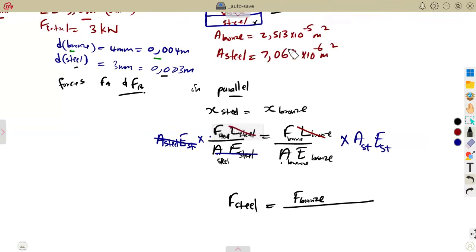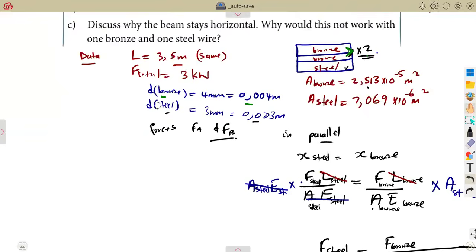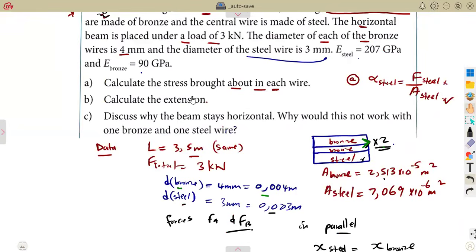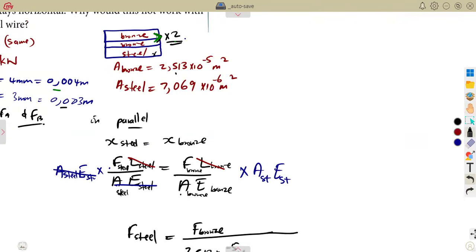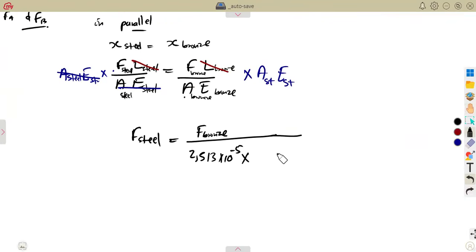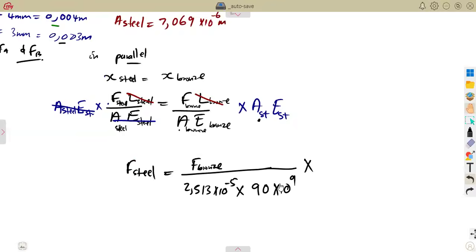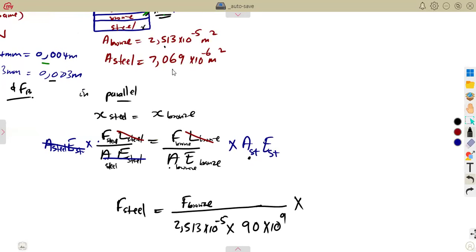Area for bronze, remember, we calculated this: 2.513 times 10 to the power of minus 5, times the E. For bronze, you are given before, the E for bronze is 90 gigapascal. So that is 90 times 10 to the exponent of 9, times this part. The area for steel, we calculated this. The area for steel, what is it that we got?